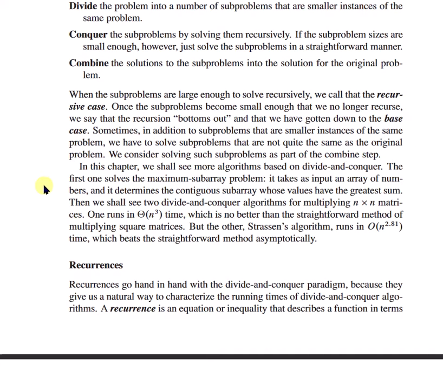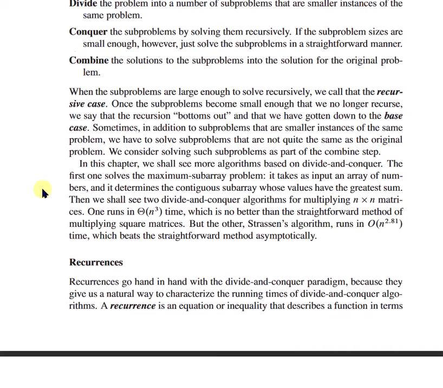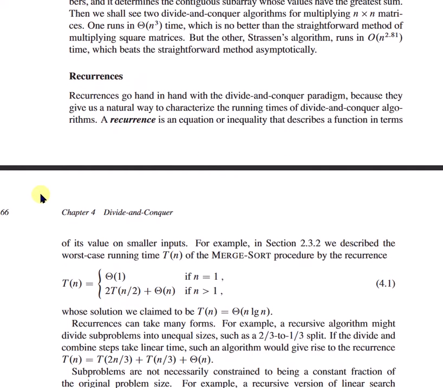Then we shall see two divide and conquer algorithms for multiplying n by n matrices. One runs in Theta of n cubed time, which is no better than the straightforward method of multiplying square matrices, but the other, Strassen's algorithm, runs in O of n to the power 2.81 time, which beats the straightforward method asymptotically. Recurrences go hand in hand with the divide and conquer paradigm because they give us a natural way to characterize the running times of divide and conquer algorithms.